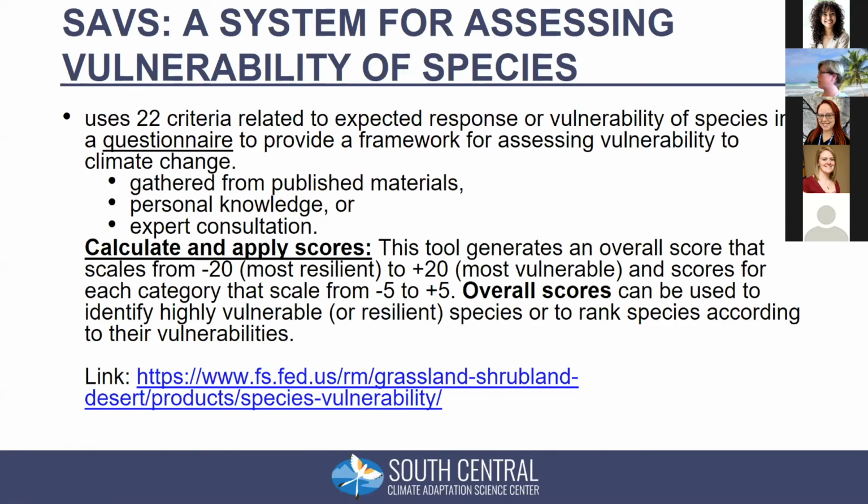So you could use our data for this. You would have to gather the published materials and the experts to answer all the questions, and it creates a much broader scale of scores. You have an overall score that scales from -20 to +20, so you get a much broader look at where these things fall and how vulnerable things are. I provide the link for that, so you can check that out. They have some great tools there too.